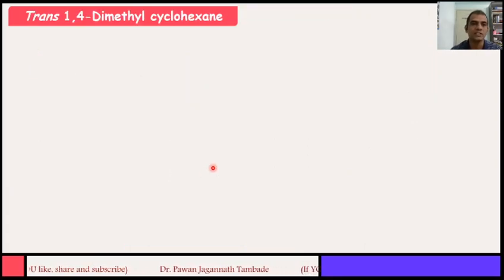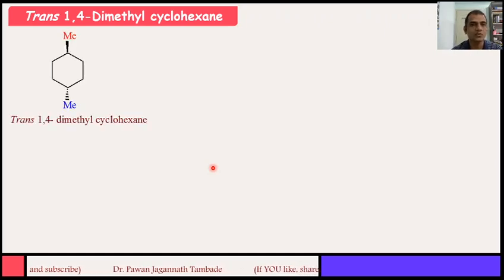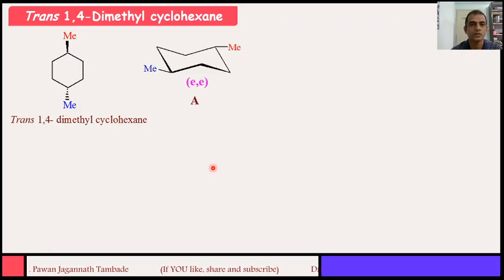Now we will see trans 1,4-dimethyl cyclohexane. So this is trans 1,4-dimethyl cyclohexane, where two methyls are away from each other at relatively 1 and 4 positions. This is how we can draw a stable conformation of trans 1,4-dimethyl cyclohexane.